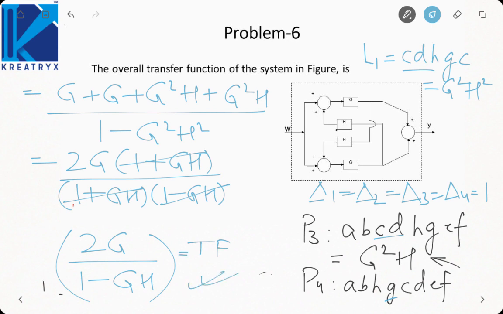So this is how we will calculate the transfer function. Sometimes it is better to convert a block diagram into a signal flow graph before the analysis, so that my effort is reduced. Because in a signal flow graph it is much easier to visualize and find out the gain.